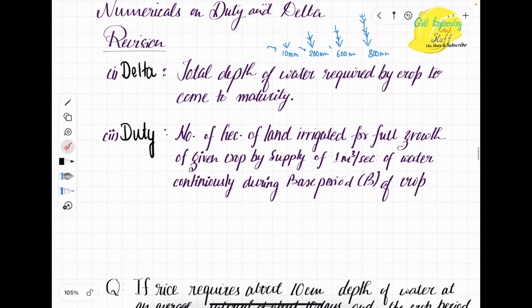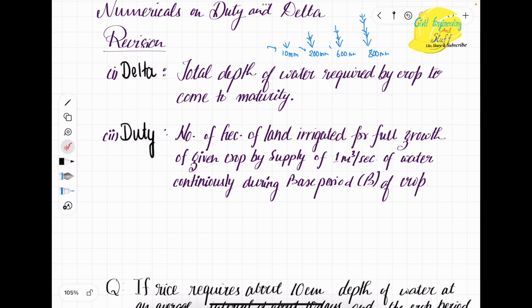Coming to duty, duty is defined as the number of hectares of land irrigated for full growth of a given crop by supply of 1 meter cube per second of water continuously during the base period B of the crop. This means that during the base period B, we are supplying the water at a constant discharge of 1 meter cube per second continuously.